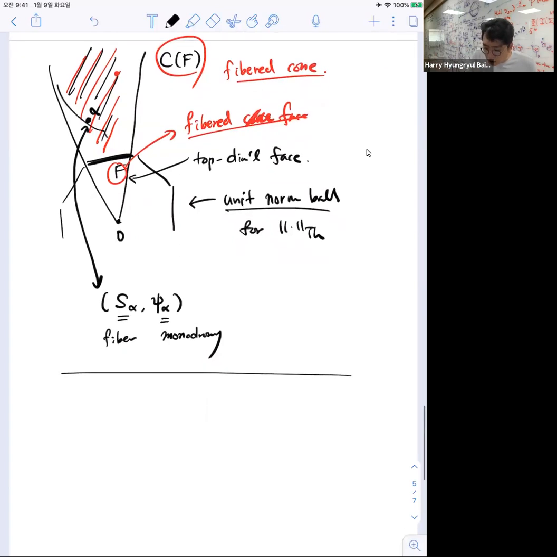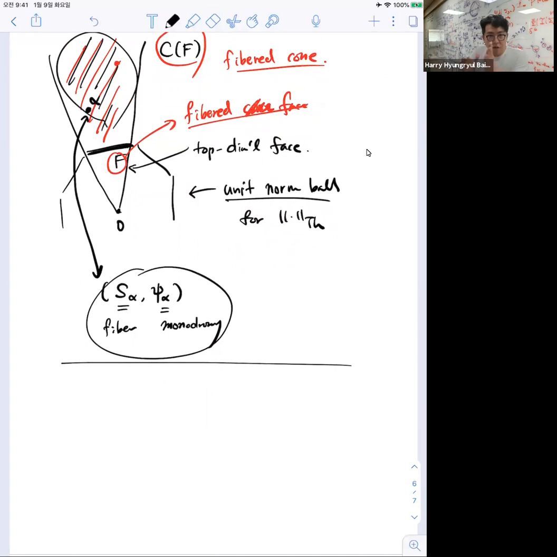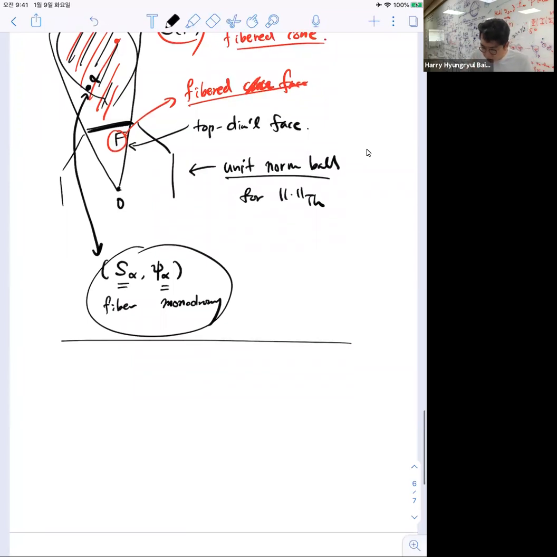So here there are infinitely many different ways to express the 3-manifold in terms of this pair: the surface, and how to glue. And here's a theorem.